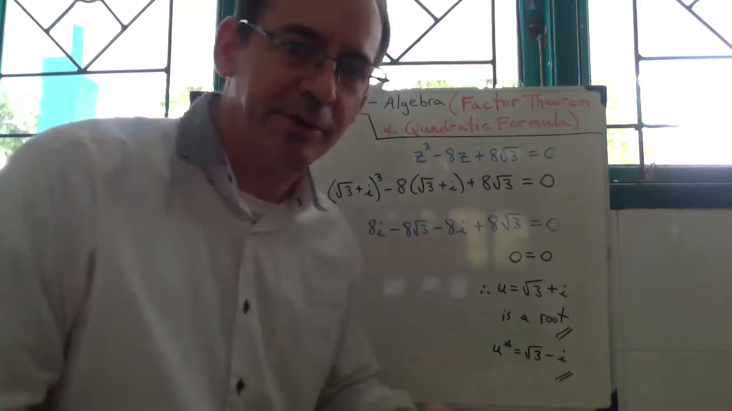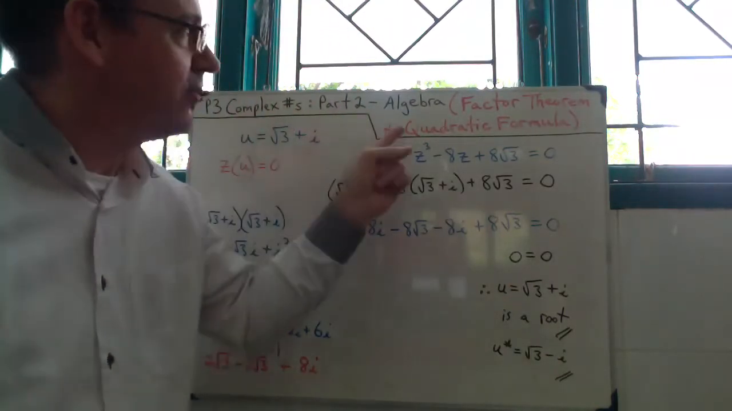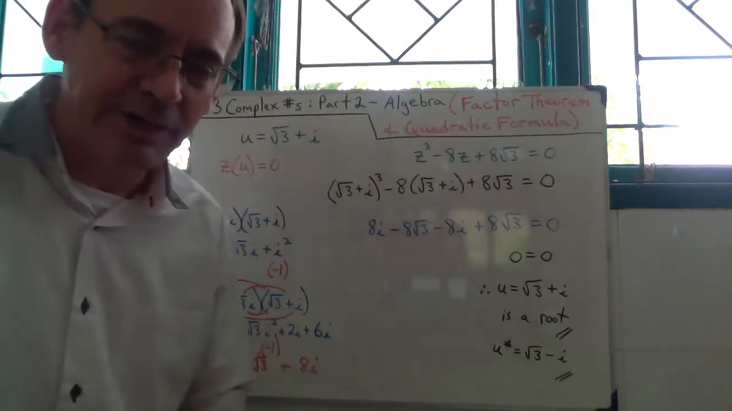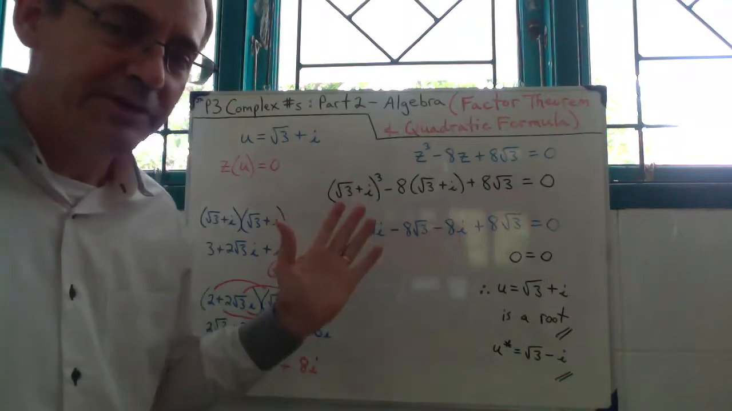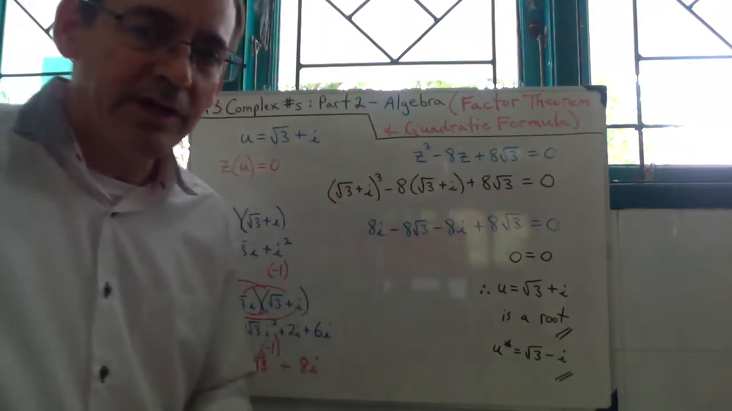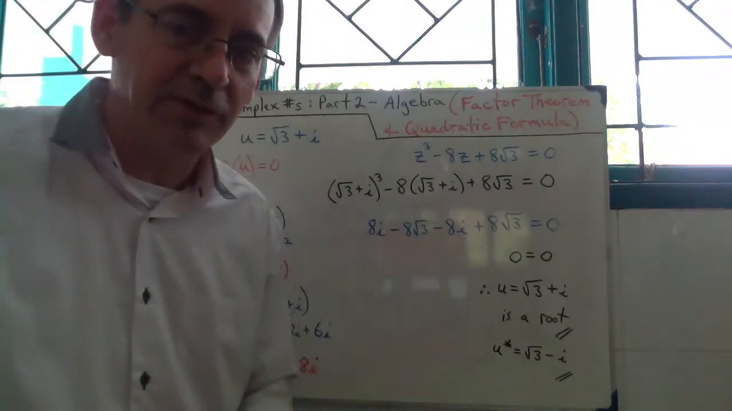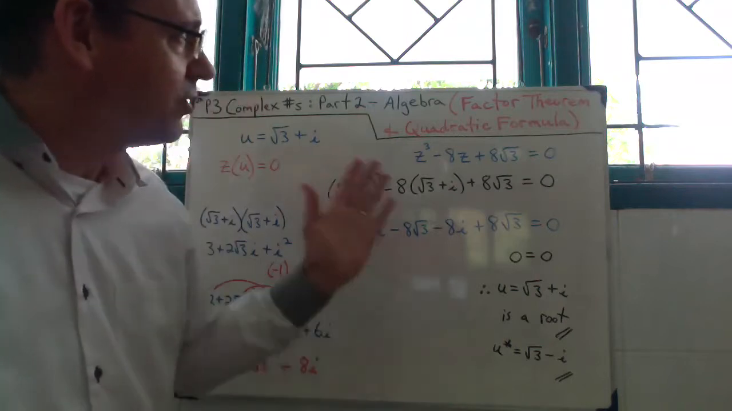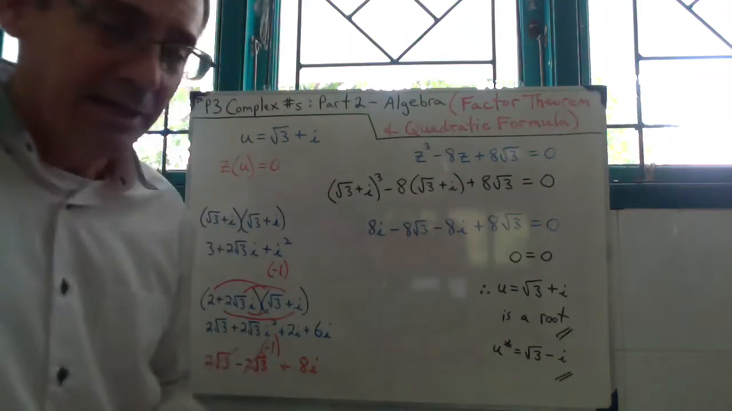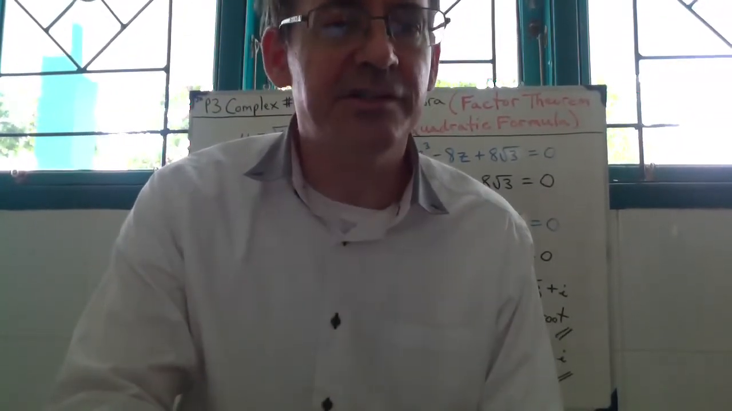Today we want to look at Pure Math 3, Complex Numbers Part 2, Algebra, and we want to look at the factor theorem and quadratic formula. Now in the previous video in Part 1, we also covered algebra, but we covered rationalizing the denominator and finding square roots of complex numbers. So in this one, we're going to focus on factor theorem and quadratic formula. So let's get right to it and let's look at our first question here.